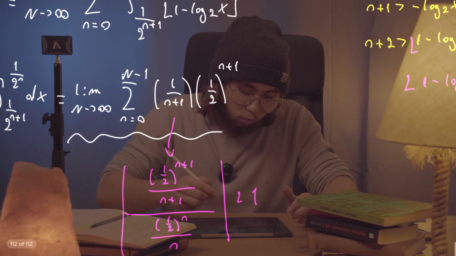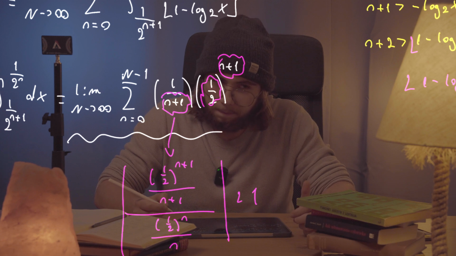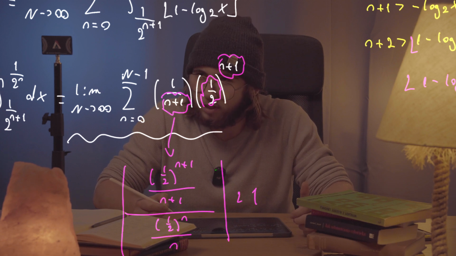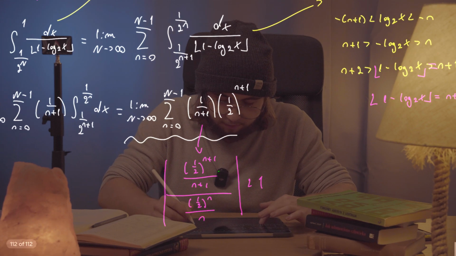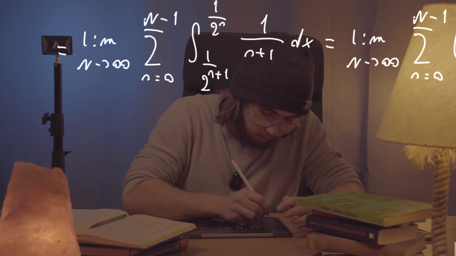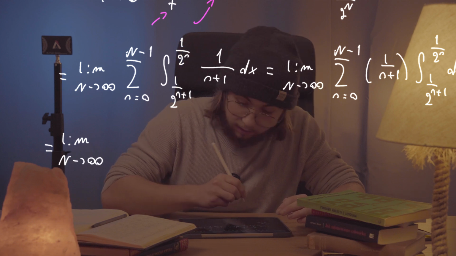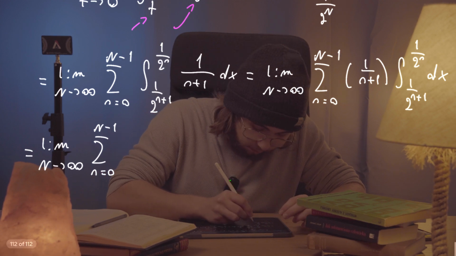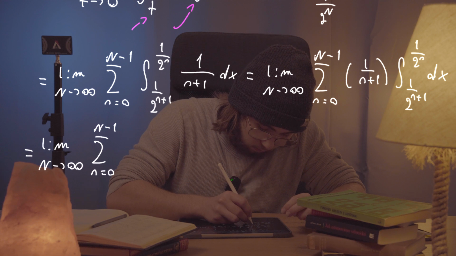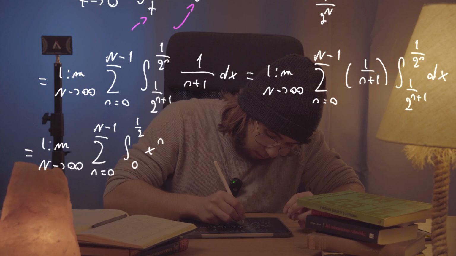Well, we have some number here that is raised to the power of n plus 1 and we are dividing it by the same number we raise it to the power of. This looks like an integral between 0 and something, and that something is a half. So actually this entire thing looks pretty similar to, let's say, the limit as capital N approaches infinity of the sum as n goes from 0 to capital N minus 1 of the integral from 0 to a half of x to the power of n dx.